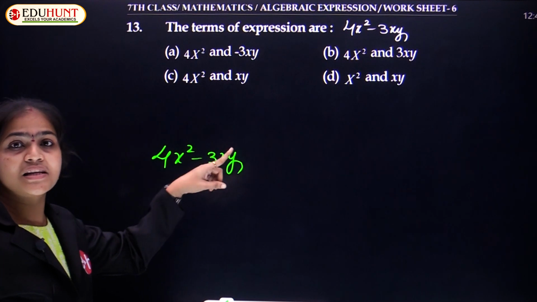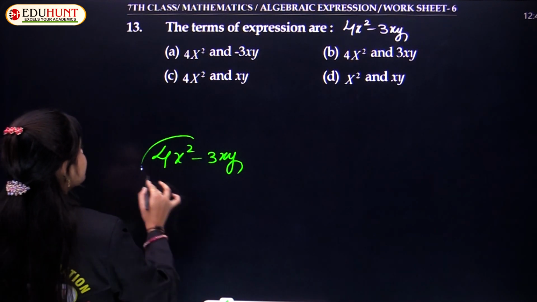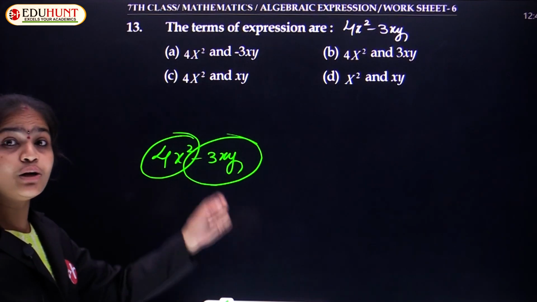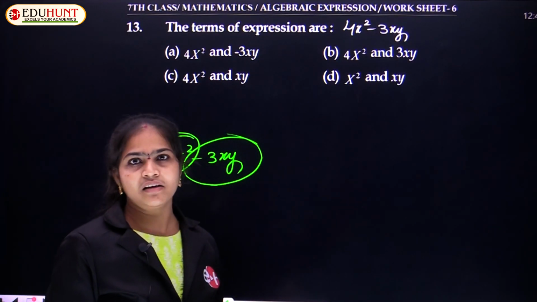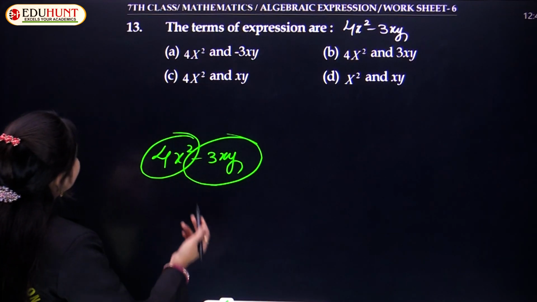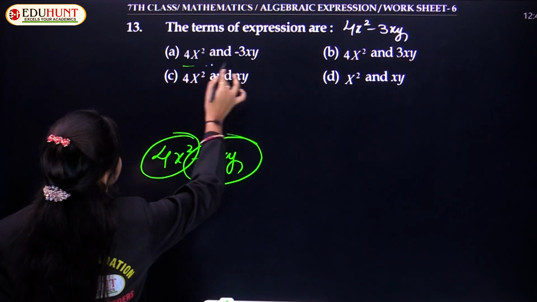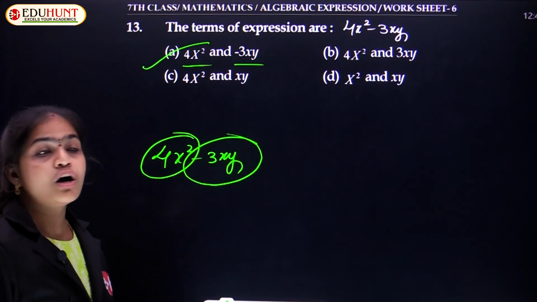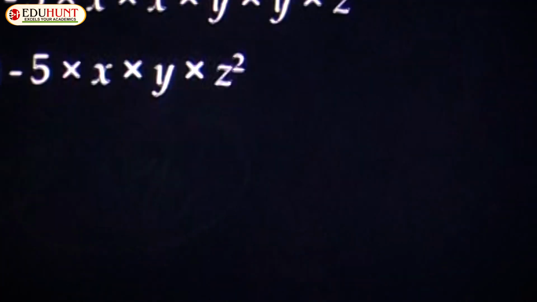From this expression, what are they asking here? What are the terms of the expression? The first term is 4x square, the second term is minus 3xy, including the sign we have to take. So that's why here the terms are 4x square and minus 3xy. Which option is correct here? Option A is correct.